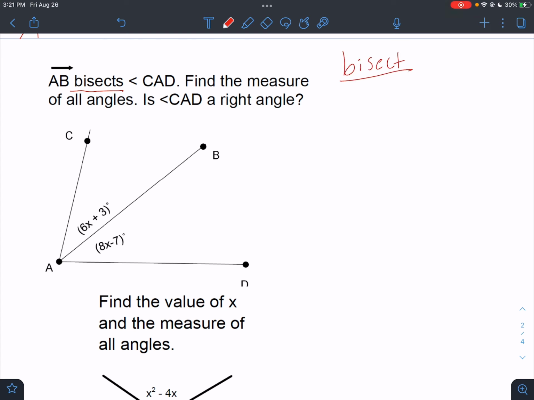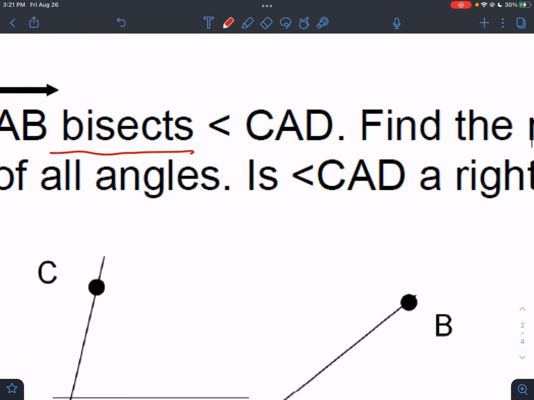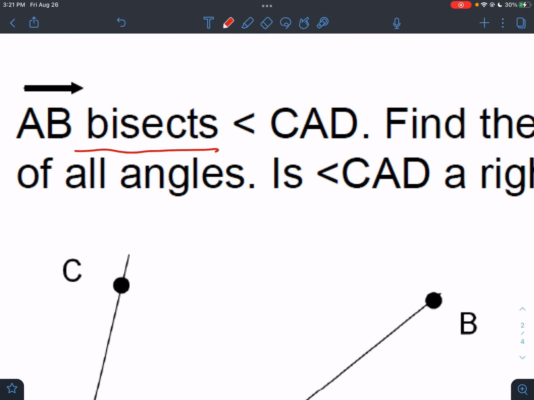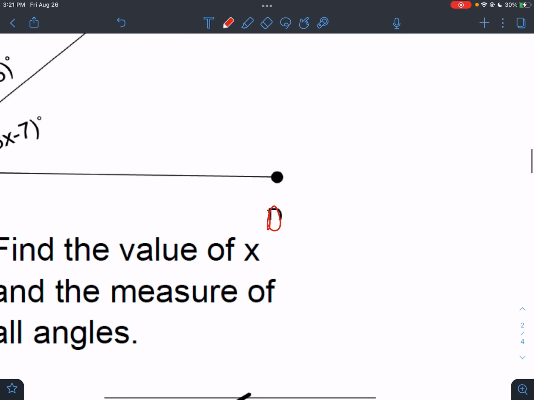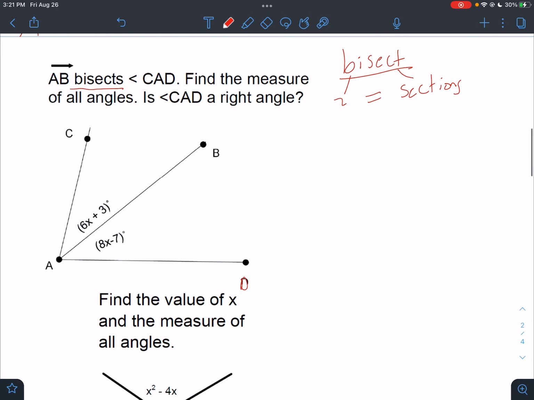Bisect. Bi means two. Sect for sections. I think we've talked about this before, but it's two equal sections. So it's saying AB bisects angle CAD. That means it cuts in half angle CAD. And it's kind of cut off, but this is the letter D down here. All right. Find the measure of all the angles.